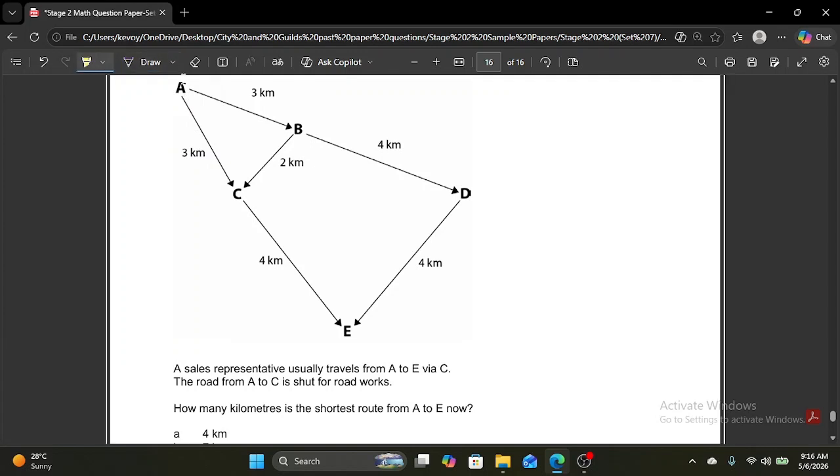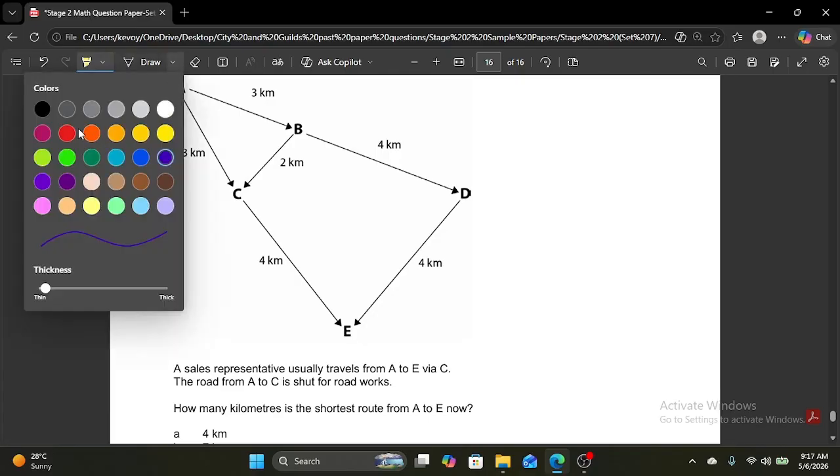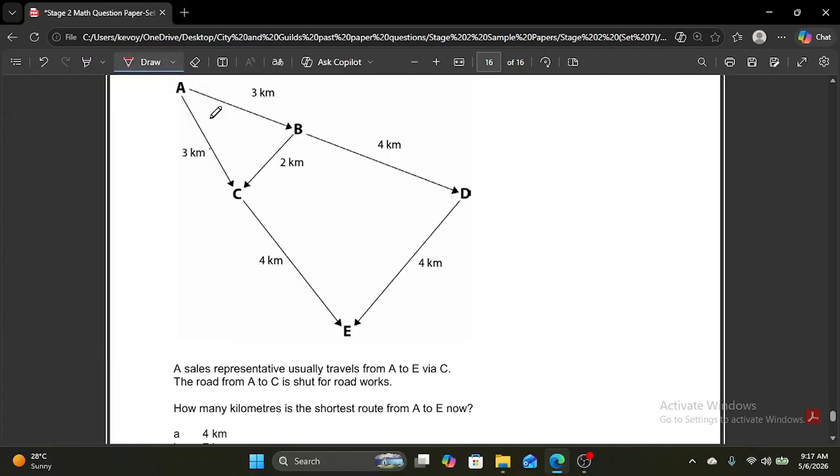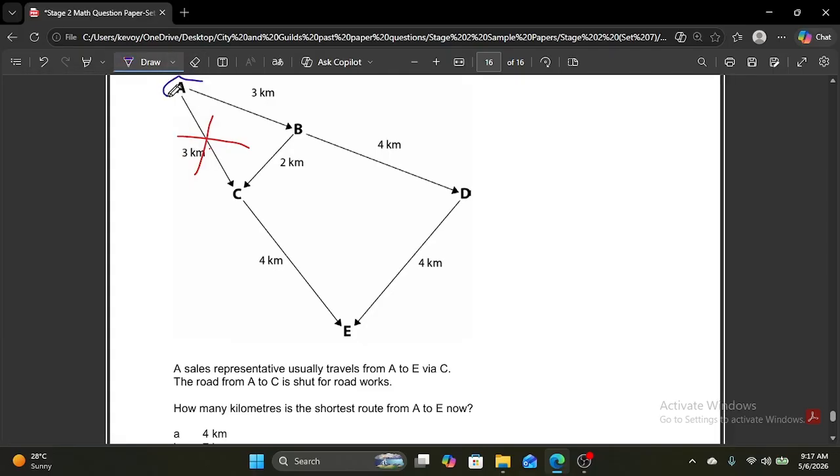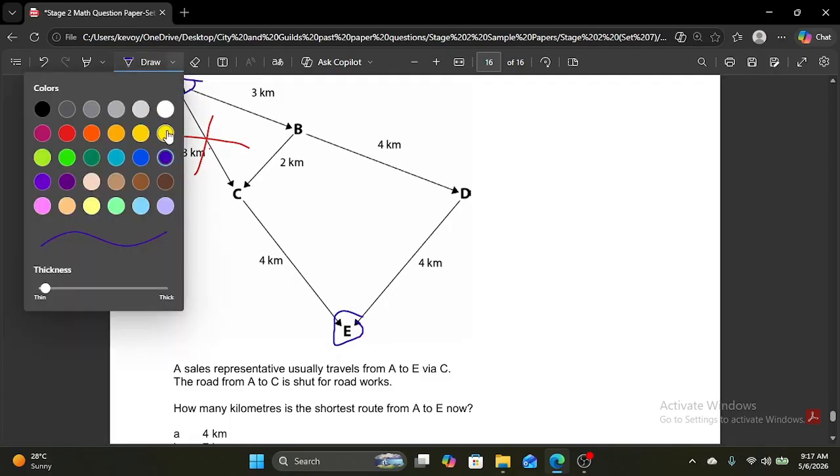Let's change the color right there. I'm gonna show the road that's shut off. So A to C is closed, based on the question. So what now is the shortest road to get from A to E? It will be the shortest distance if C is shut off. So now, let's highlight.